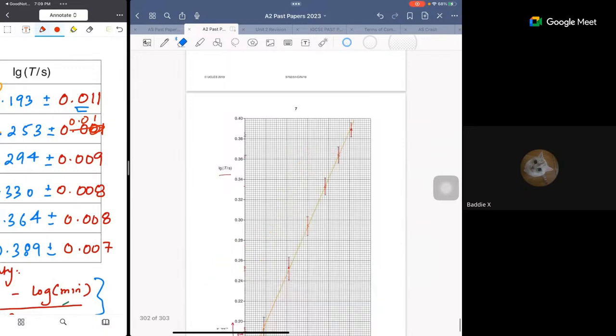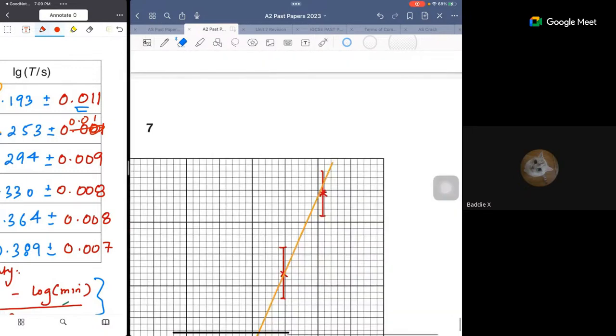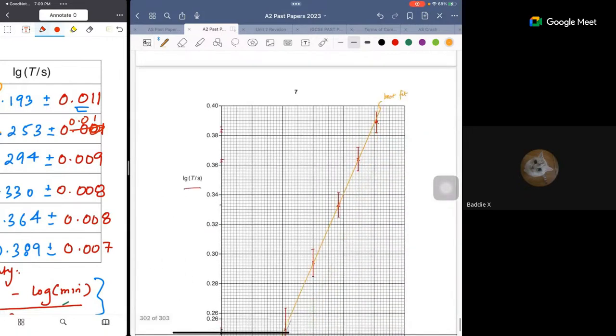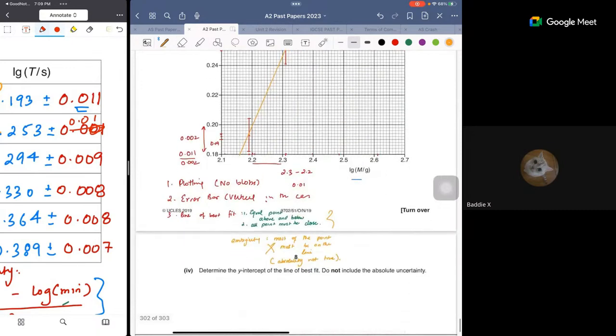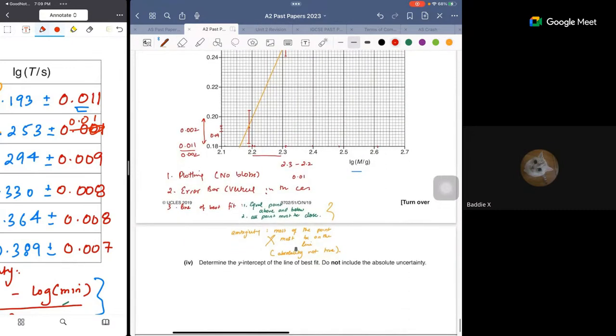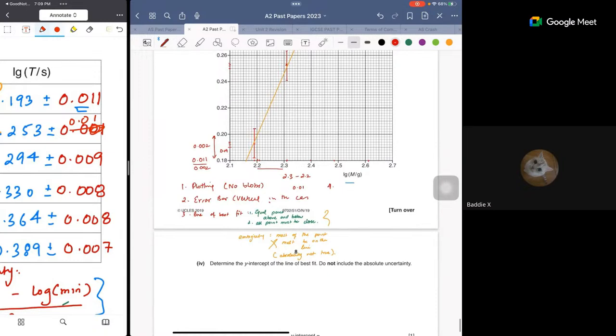Okay, so then you have to label this. Label it. Say it is the best fit. That's very important. And then what you're going to do is make the worst fit line. So what is the rule for worst fit? I don't have space to write, but I'm going to write here.